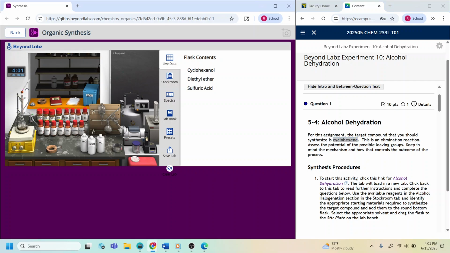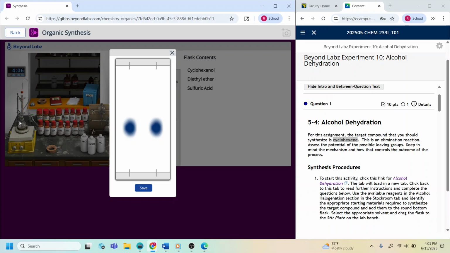Don't forget your nitrogen gas or else everything is going to blow up in the middle of the experiment. And now this is it. This is what I have in there. I'm going to go ahead and take a TLC and I'm going to save it.